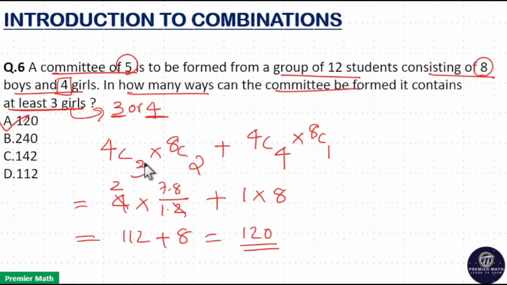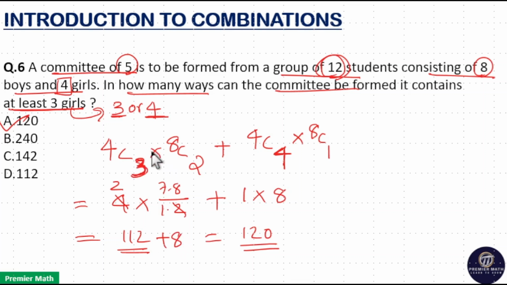That is, if the committee includes 3 girls, this committee can be selected from 12 students in 112 ways. But if your committee includes 4 girls, that committee can be selected from these 12 students in 8 ways. So the total possible ways is equal to 120 ways, including 3 girls or 4 girls. Total 120 ways.